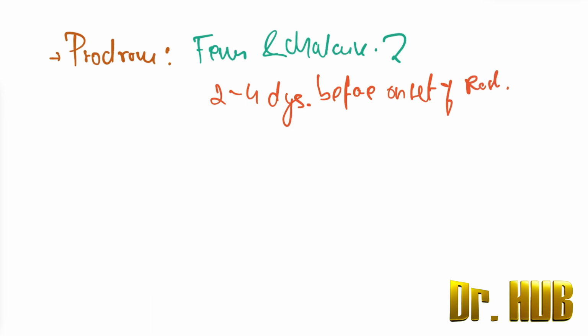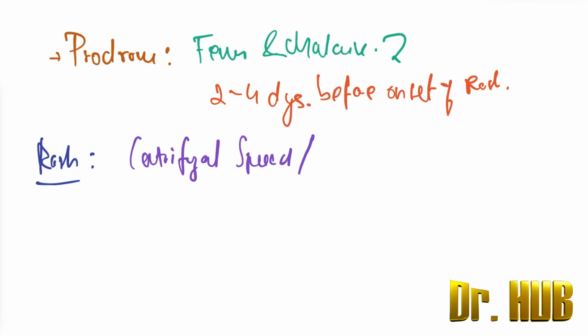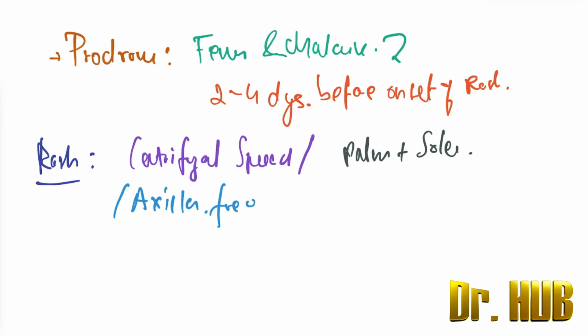So what are the characteristics of the rash? It is a centrifugal spread. It is usually on the palms and soles, so it is present in the palms as well as the soles. In smallpox, the axilla is spared, that is, it is free. And the rash occurs on the external surface.